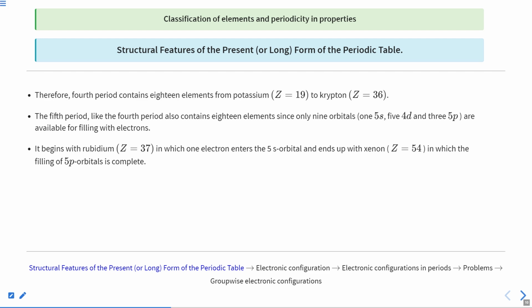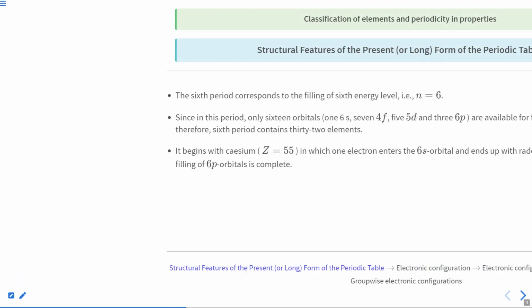The fifth period, like the fourth period, also contains 18 elements. It begins with rubidium and ends with xenon. So what about the extra electrons that can be added? They go to the inner transition elements. We will see that they go to the inner transition elements.